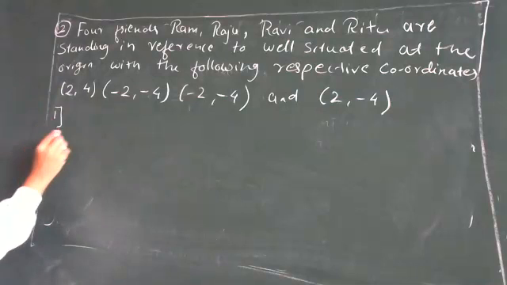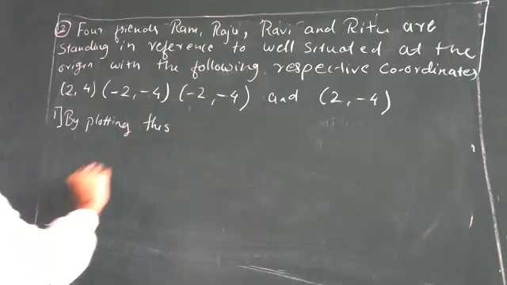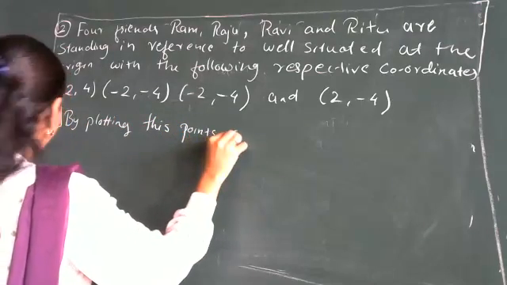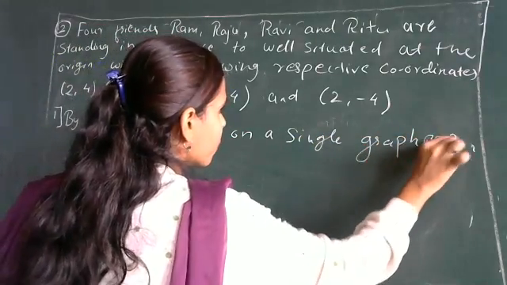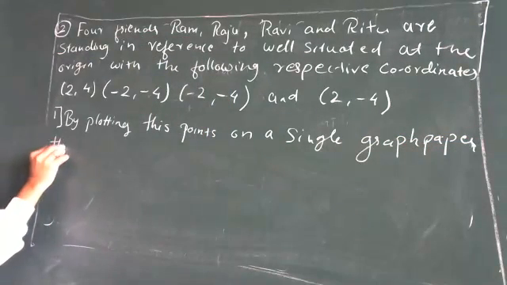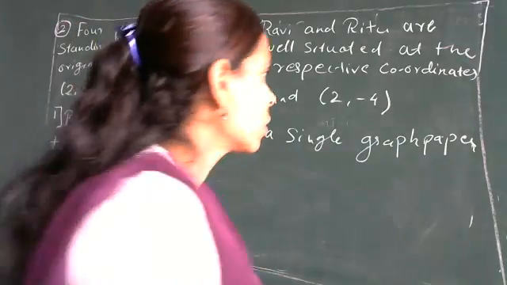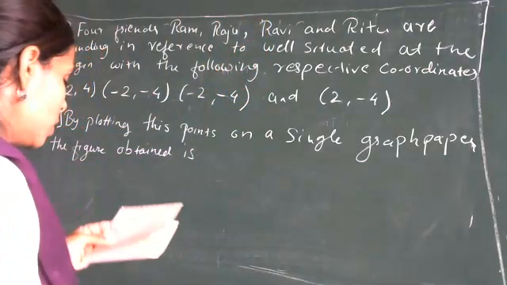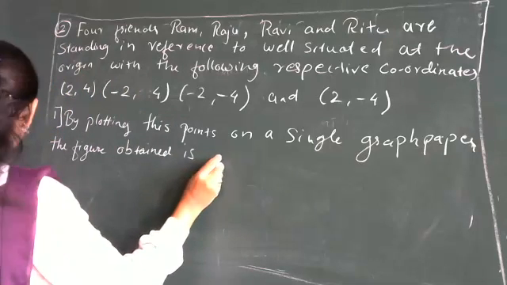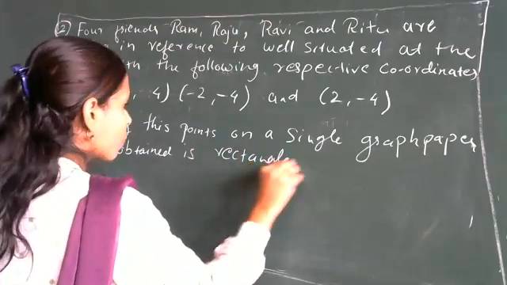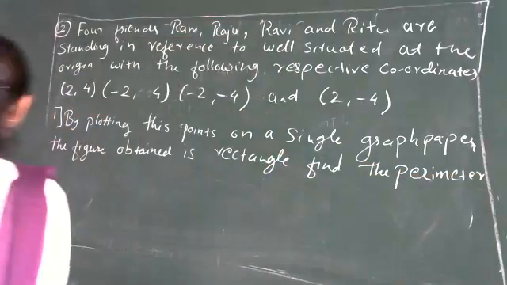Now on this, the first question will be: by plotting these points on a single graph paper, the figure obtained is, ma'am, a rectangle. Find the perimeter of the rectangle.